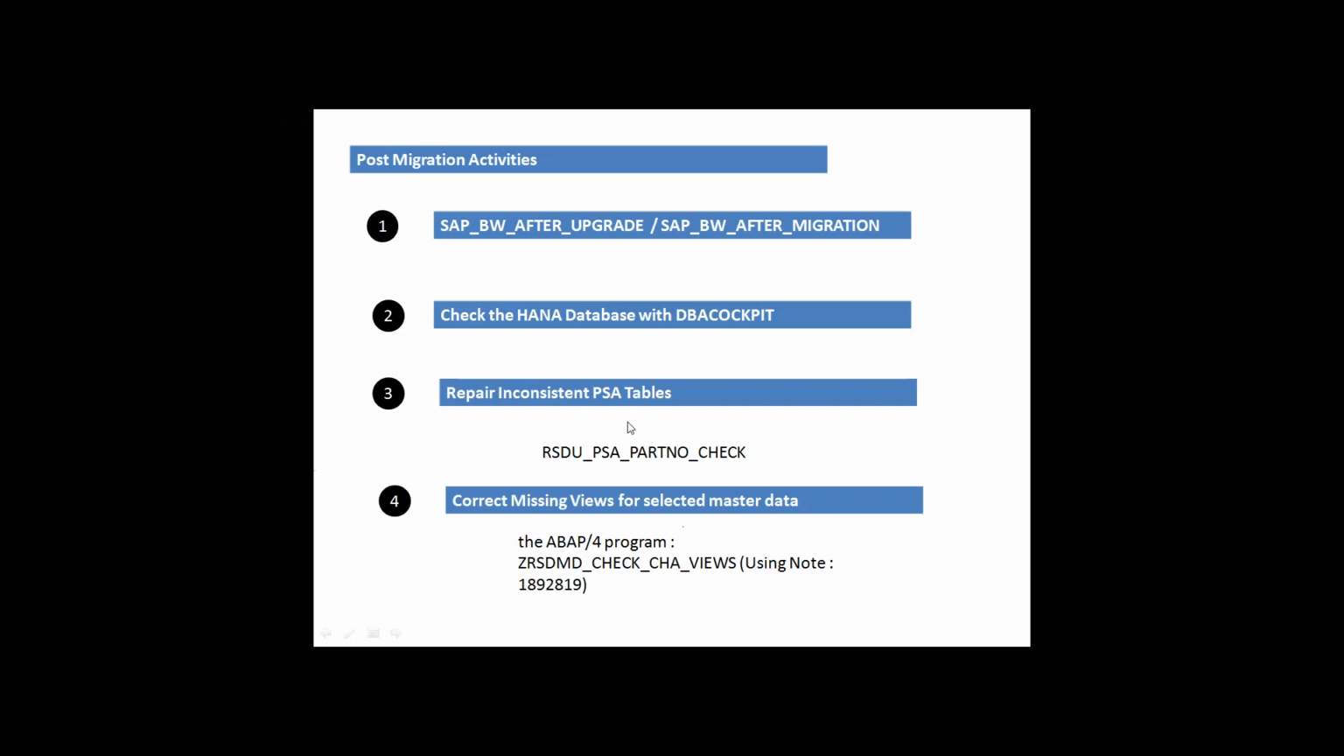Next, this one, repair inconsistency PSA. This is a very important point. Recently, I discussed with one of my friends who has done the migration. What was the problem? As part of pre-migration or pre-upgrade, do we unschedule all the process chains? Because normally daily you'll have processes running which will be loading the database. During upgrade, you'll be stopping all the data loadings. When you say you're stopping the data load, what does it mean? All the processes will be removed from schedule.